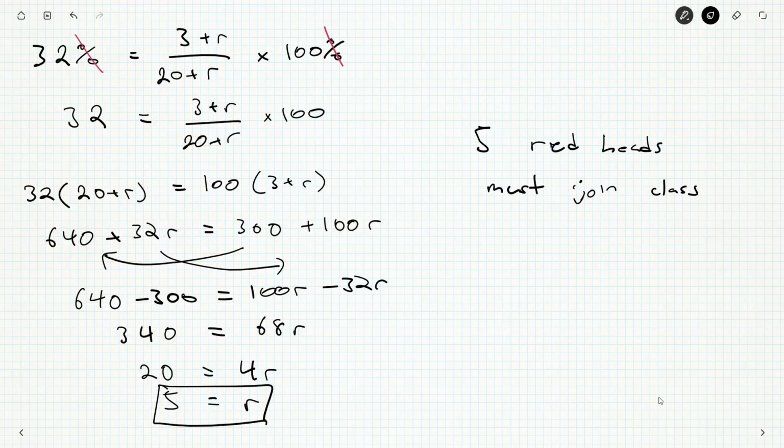If you wanted to, you could double check this. 3 plus 5 is 8. 20 plus 5 is 25. So 100 divided by 25 is 4. 8 times 4 is 32. And this would all work out.